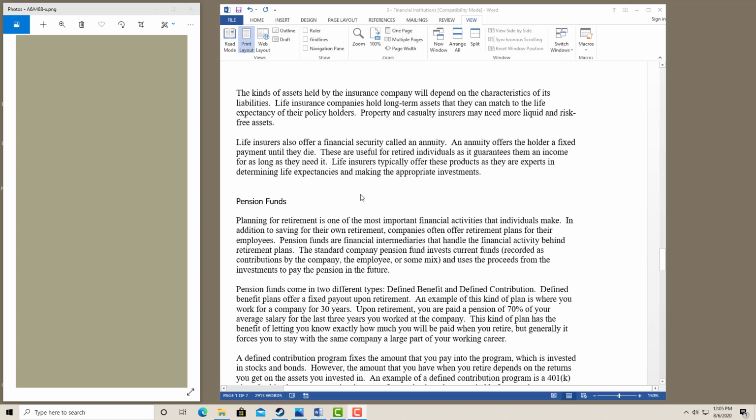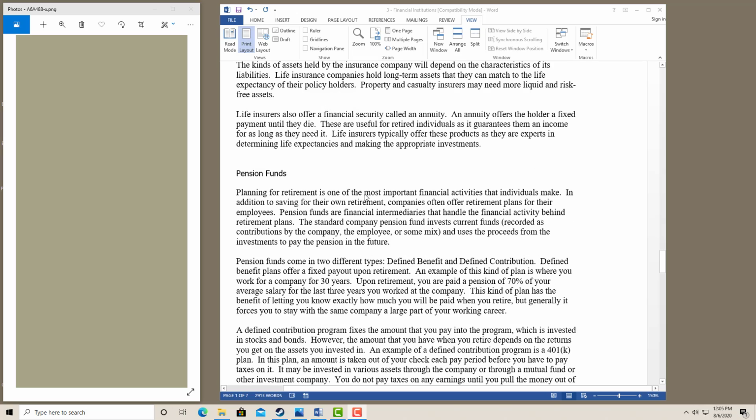Pension funds are an important kind of financial institution. So a pension is what happens when you've worked for a long time and maybe you're 65 and you're retired and you hope to have some money to live on. There are two different kinds of pension funds, defined benefit and defined contribution pension funds. And we'll walk through both of them.